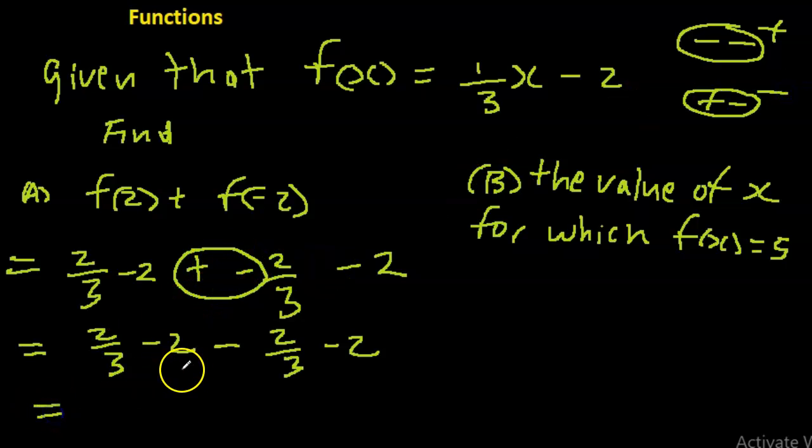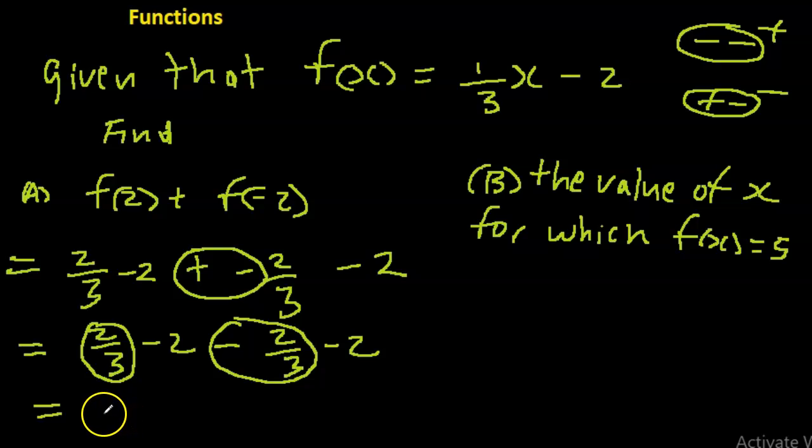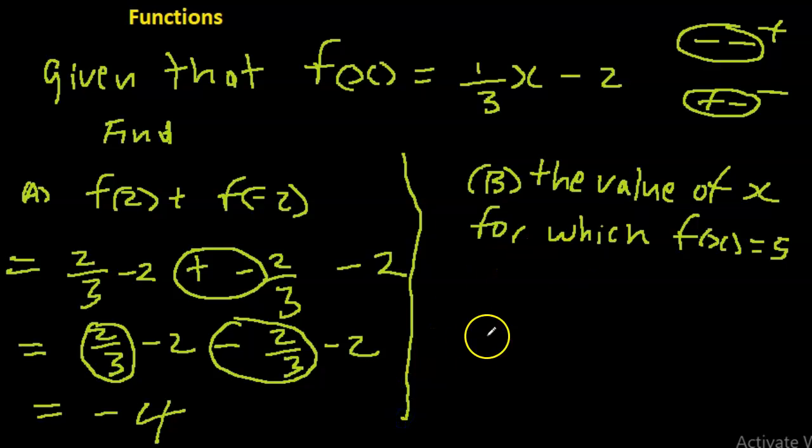So let's group. So 2/3 take away 2/3. So these would cancel. Well, it will become 0, right? So these are 2/3 plus negative 2/3. That's 0. And then you have minus 2, minus 2. I don't keep the sign. So that's minus 4. Over here now, the value of x for which f of x is equal to 5.